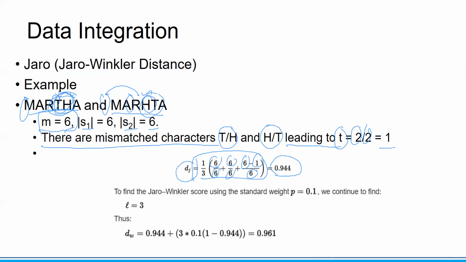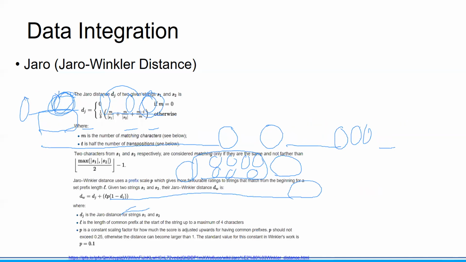And to find the Jaro-Winkler score using the standard weight p equals 0.1, we continue with l equals 3. So what is l? If we take a look at this one, l is the length of the common prefix at the start of the string, up to a maximum of 4 characters.